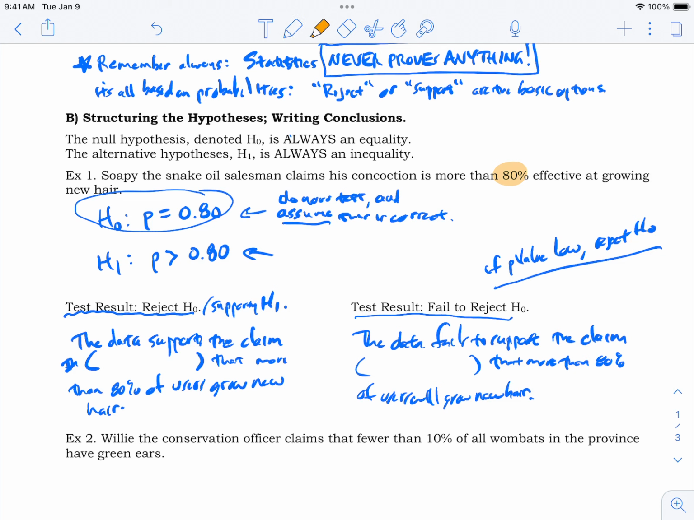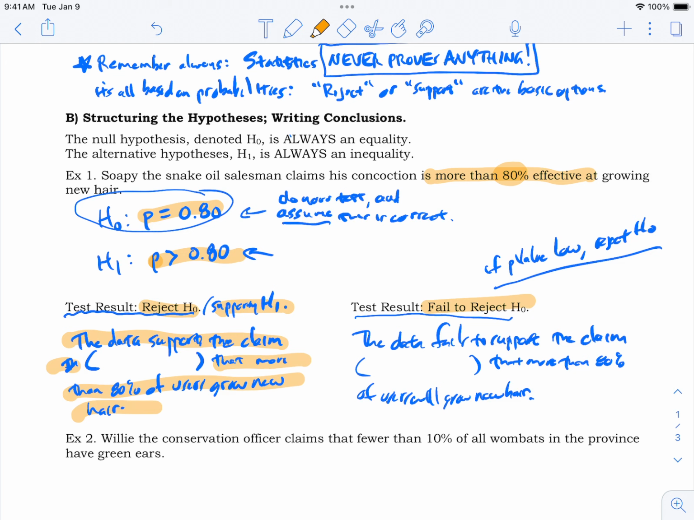We did a test for, is it really more than 80%? Again, the equals is your H0, the greater than is your H1. If you get a low p-value, you're going to reject H0 and support the H1, and that's the strongest way to say it, is to say we support the claim, and then you write the H1, that more than 80% grow.